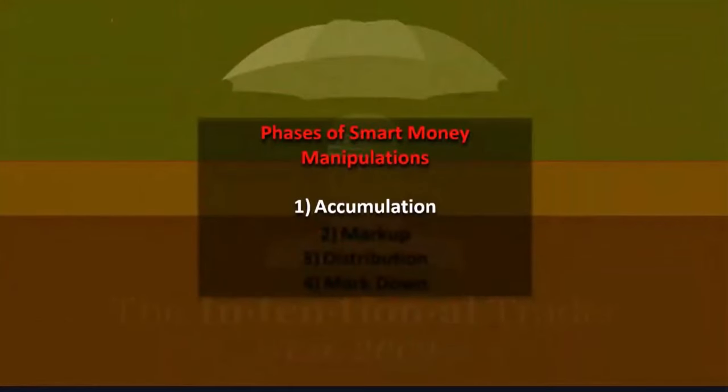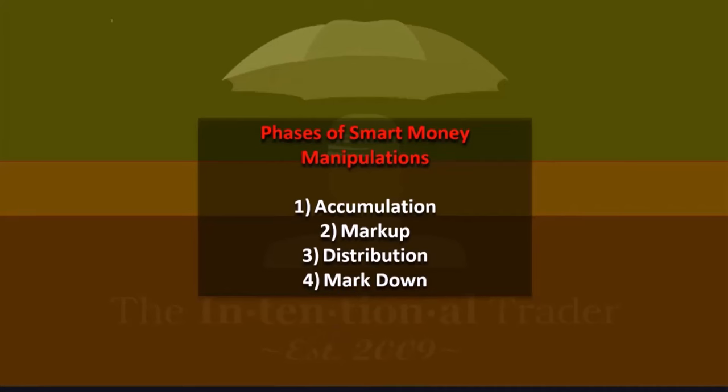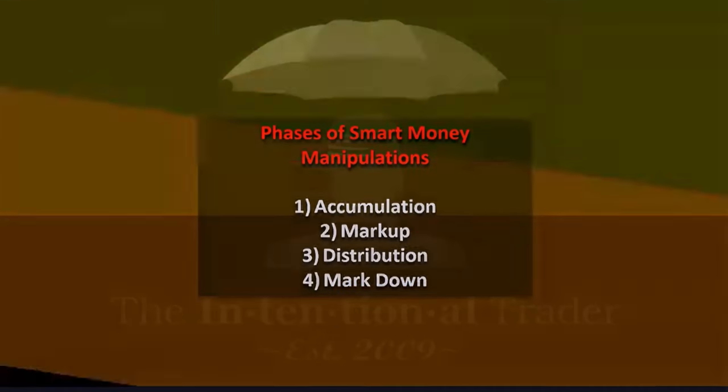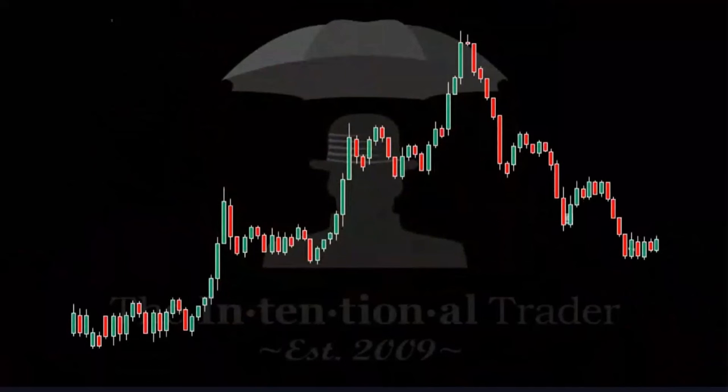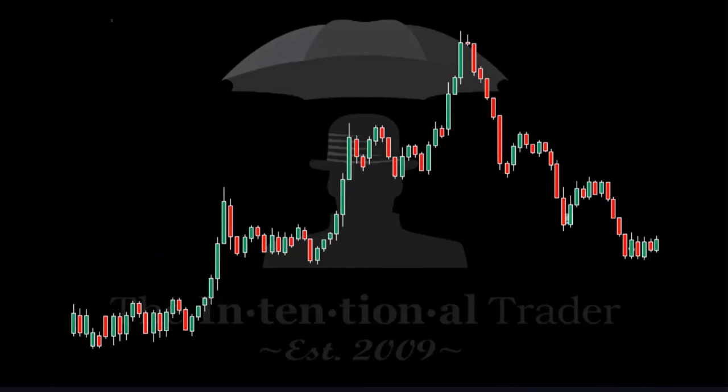Okay, there are four phases that build that market structure. The first one is accumulation. The next is the markup phase. Then we have the distribution phase and then the markdown phase. All right, so this was our previous market structure that we see all the time. Looks just like a set of stairs. Here's a funny thing about a set of stairs.